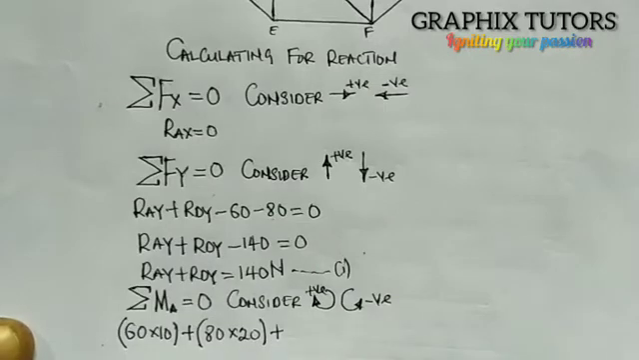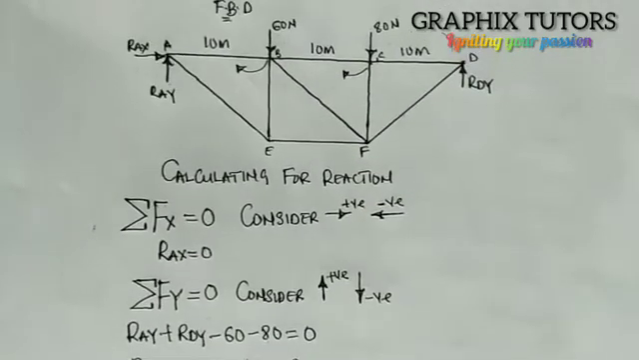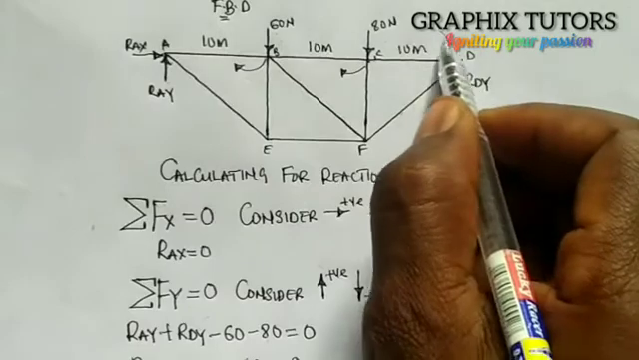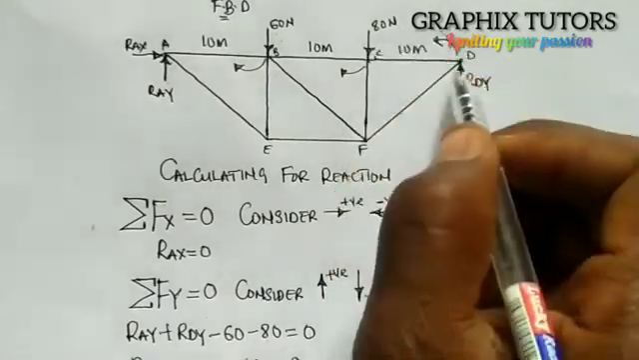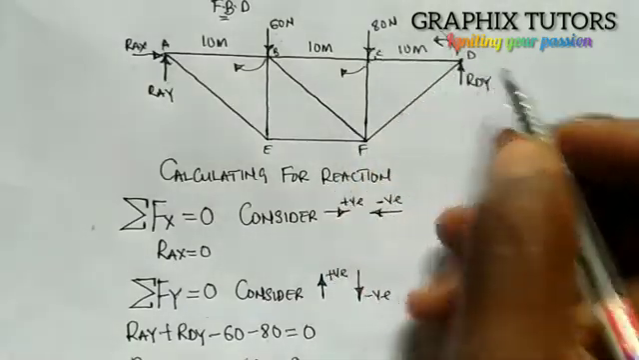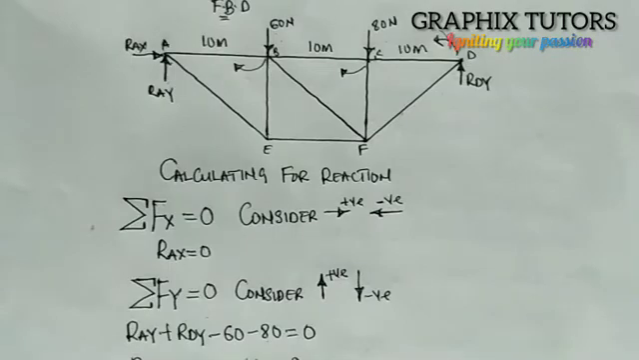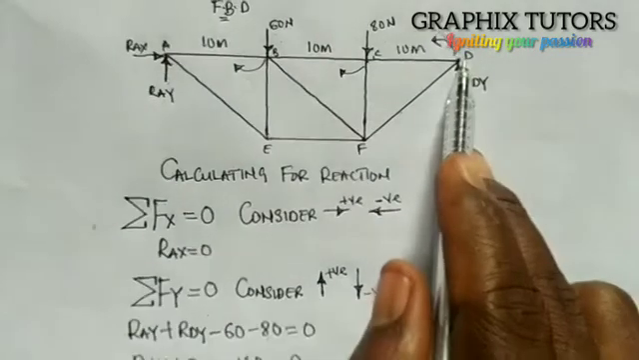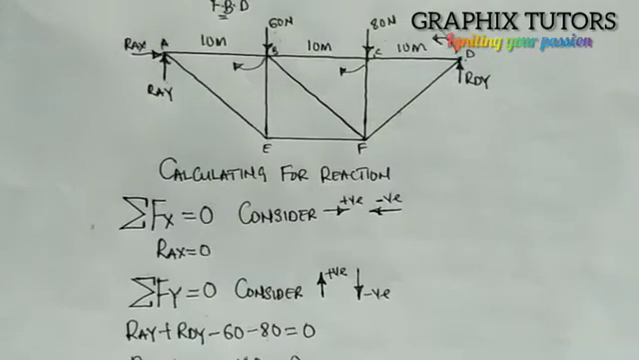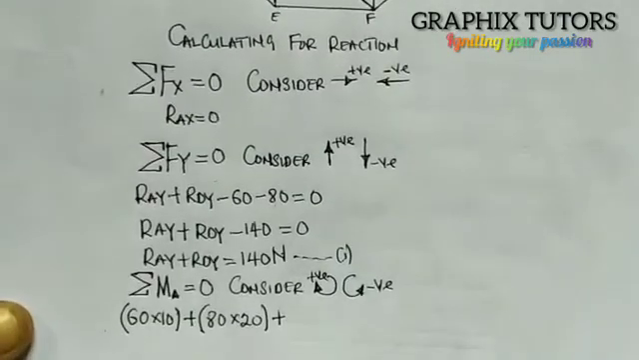Plus, the third one is RDY, and it's going in this direction, that is anti-clockwise, so we have negative. So we have minus RDY times the distance from point D to point A, which is 30. So minus RDY times 30 equals 0.